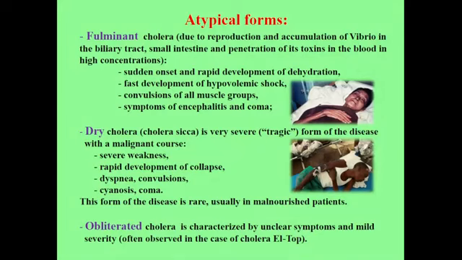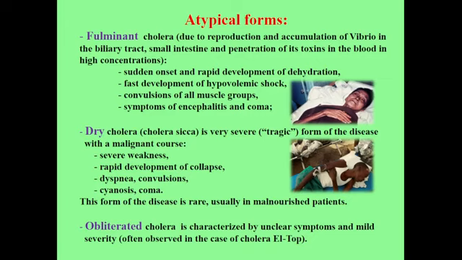Atypical forms. Fulminant cholera is due to reproduction and accumulation of vibrio in the biliary tract and small intestine, and penetration of its toxin into the blood in high concentration. Sudden onset and rapid development of dehydration. Fast development of hypovolemic shock, convulsions of muscle groups, symptoms of encephalitis and coma.